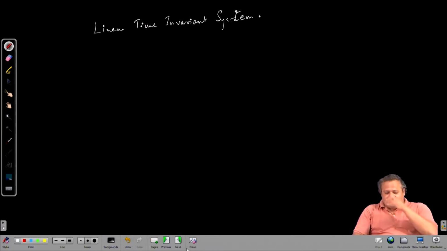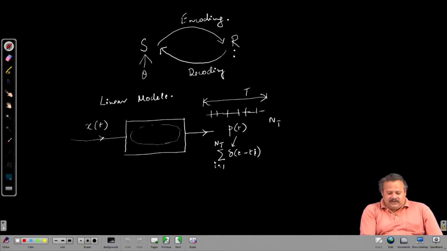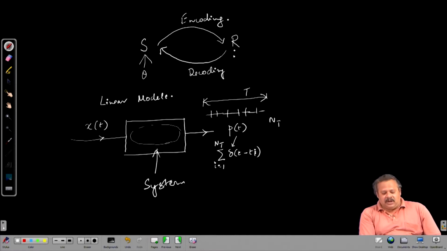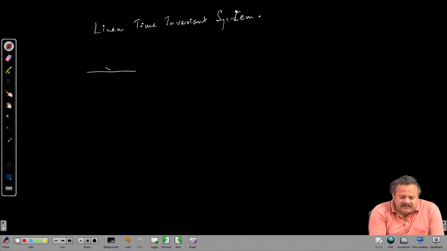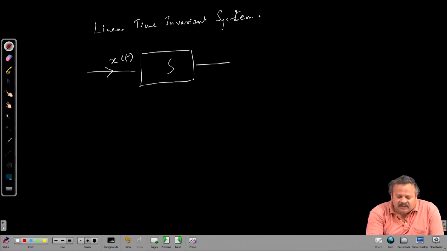So, first of all, let us say what is a system. A system is essentially what we drew in the previous slide: this is our system that takes an input, xt, and produces an output. So, if we say that xt is the input, we have a system S, and the output is yt for now, which is easier to say.